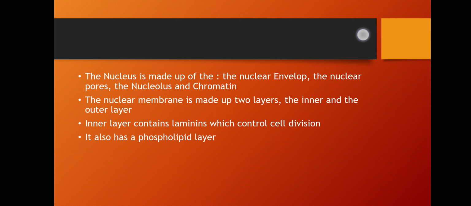Now, we're saying the nucleus is made up of the nuclear envelope, the nuclear pores, the nucleolus, as well as the chromatin. The nuclear envelope or the nuclear membrane is made up of two layers, the inner layer and the outer layer. The inner layer contains what? The laminins, which control cell division. So the laminins control cell division.